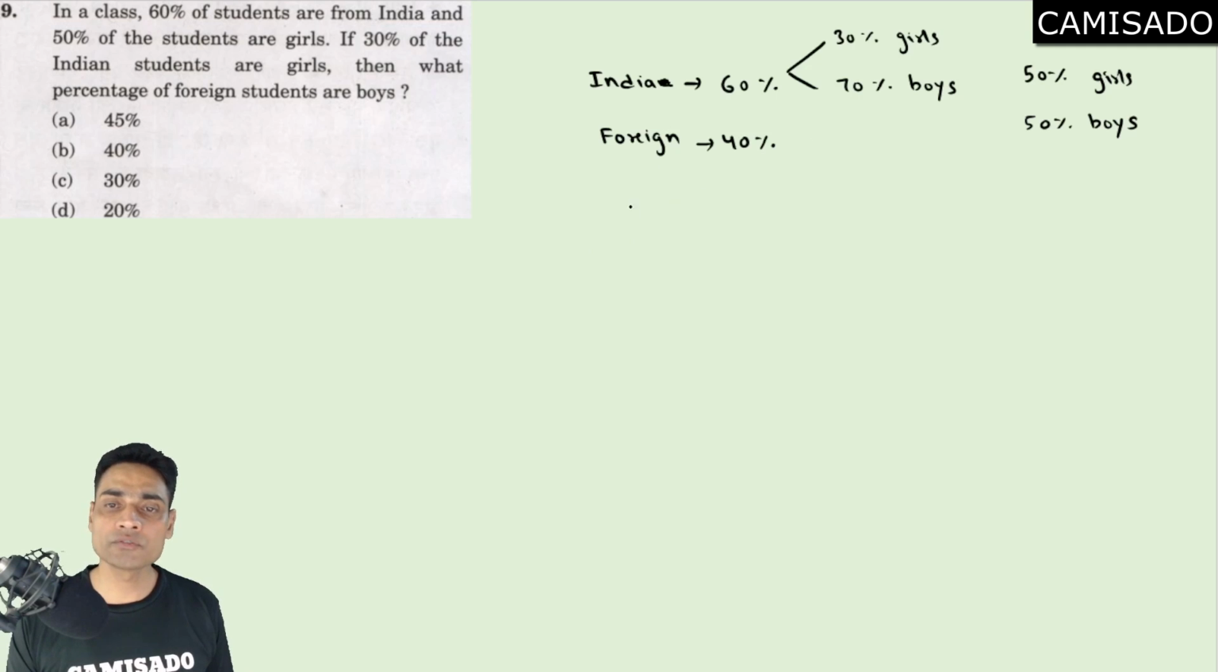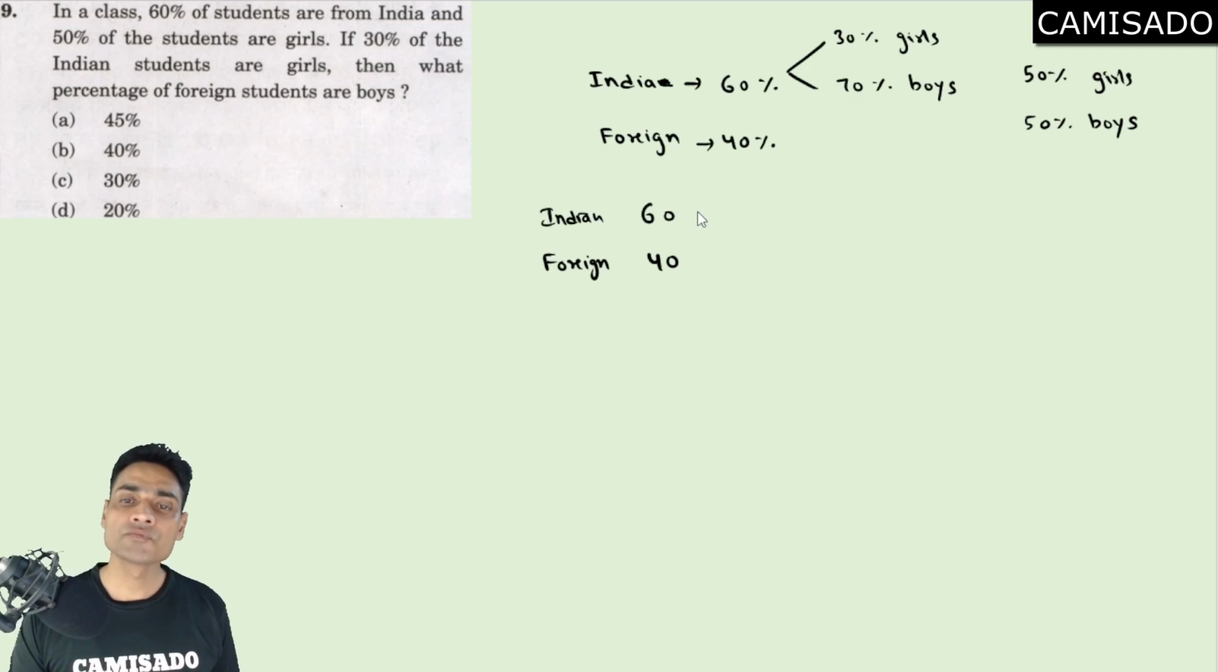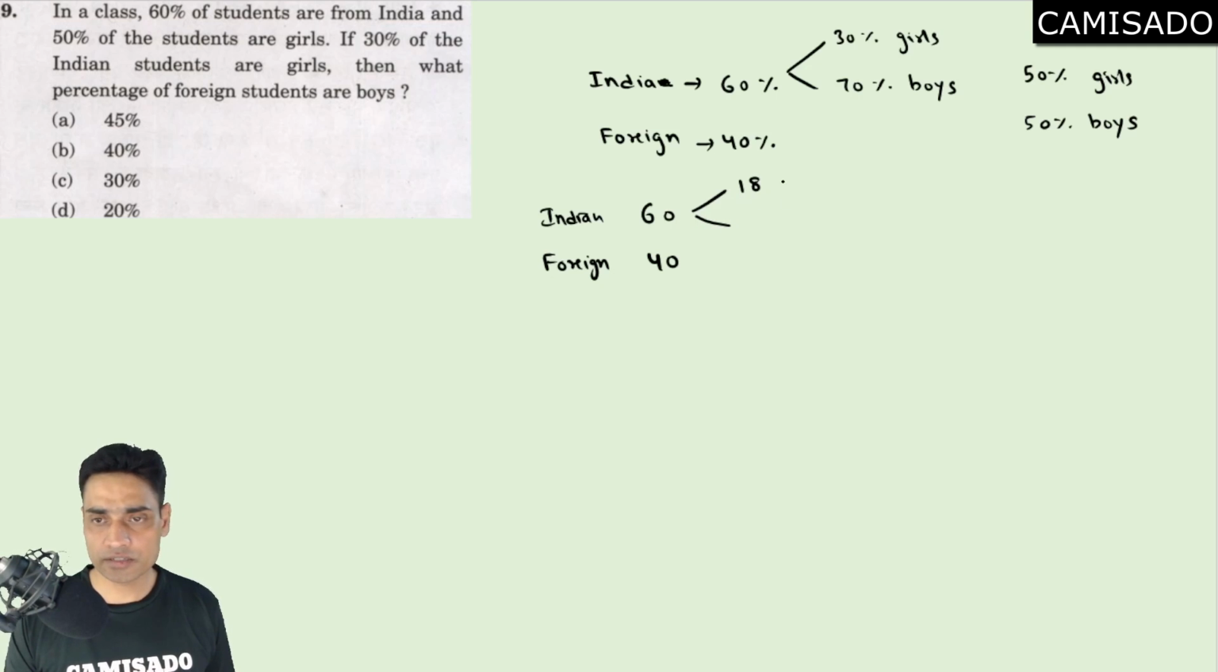Now I am taking it to numbers. Suppose we have 60 Indians, and on this side foreign students. So 40 students are from foreign, 60 from India. Suppose I am putting the percentage in the form of 100. So now out of 60, 30% of 60 means 18 are girls. This is your 30% of 60. So the remaining out of 60 means 42 we have boys here.